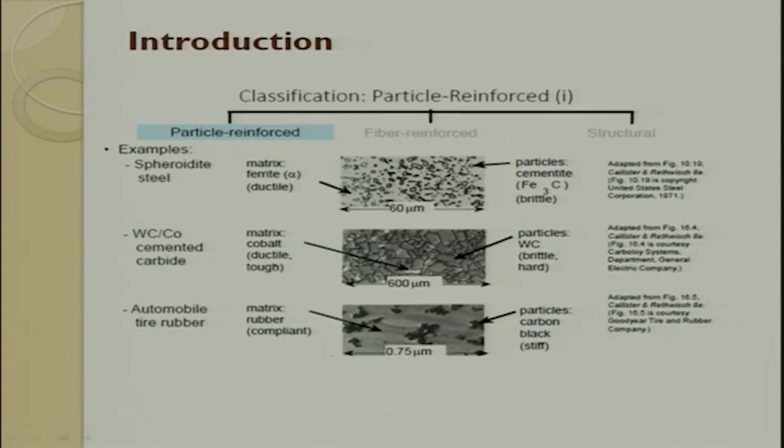When we look at the particulate type, we have seen it in a big way. So, let us look at particulate type. For example, in spheroidized steel, you see the matrix, which is ferrite, and then you have Fe3C, which is a brittle, hard material, getting reinforced such that the properties are enhanced. The next one is tungsten carbide cobalt. We see these are the tungsten carbide particles which are present, which are hard, and we have cobalt, which is a metal which is getting infiltrated, and you make a composite.